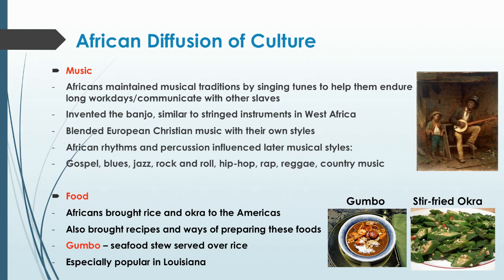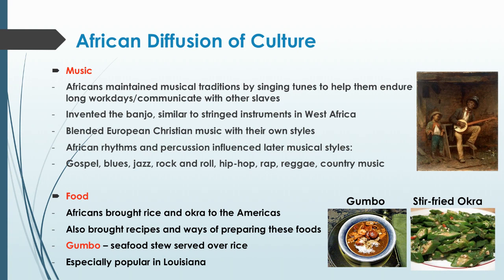And then they bring their food with them. The rice cultivation, very popular in Africa, brought over to the Americas, and then influencing things like gumbo, and especially popular in places where there was high African populations, especially down in the south of the United States.